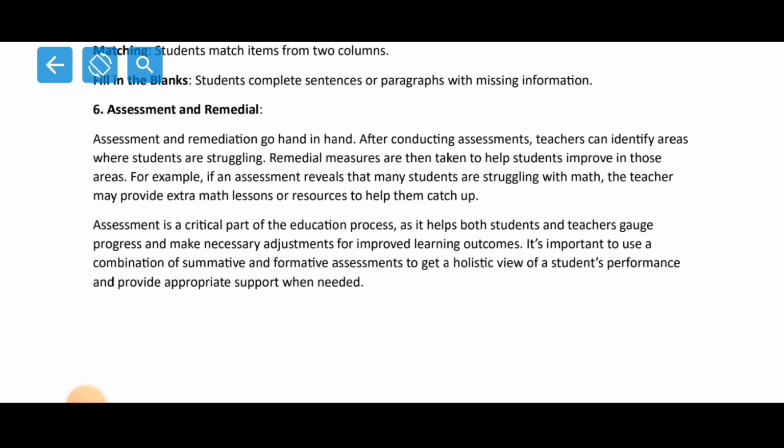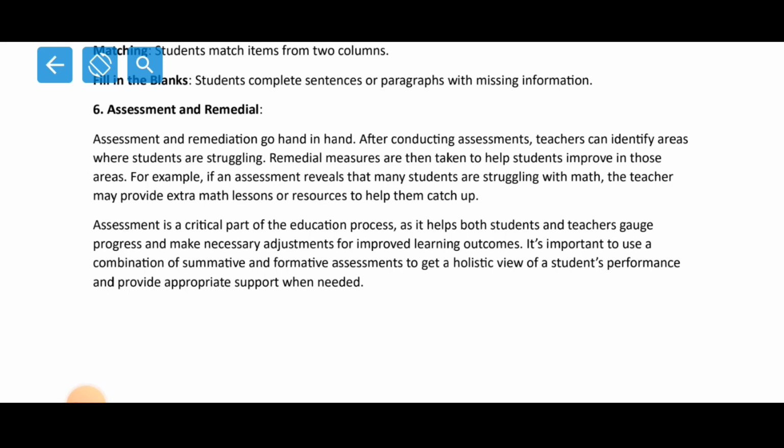So this is how it says that assessment and remediation go hand in hand. Like this, formative and summative assessment also go hand in hand with one another. Though they are very different, they have the same purpose of making progress in students' lives as well as the teachers' lives, right?